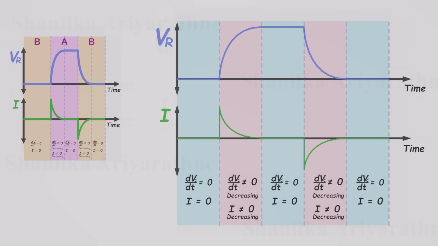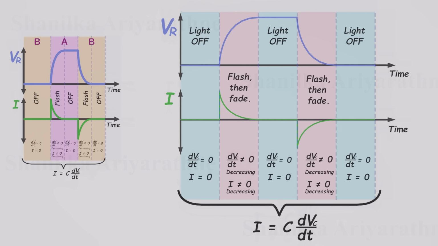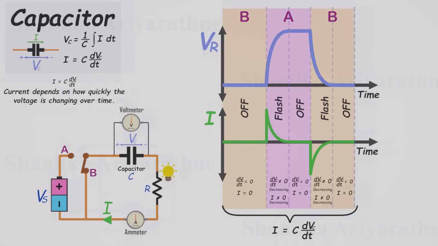Notice how the current is always proportional to how fast the voltage changes. That's exactly what our equation predicts. It also explains the bulb's behavior. It only lights up when the voltage across the capacitor is changing, either while charging or discharging. Once the current hits 0, no current flows through the bulb and it goes dark. So now you can see why the bulb only flashes once each time we change the switch position.